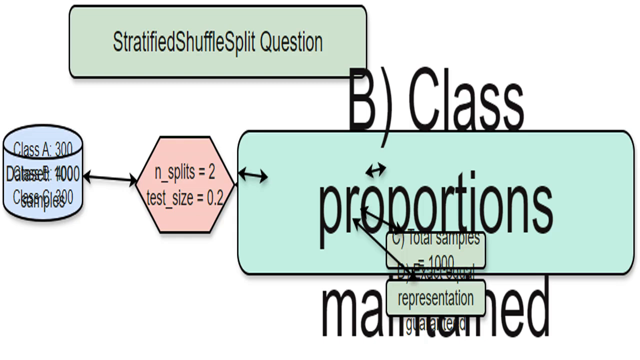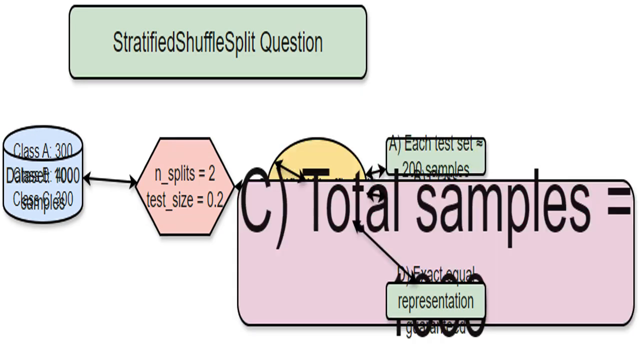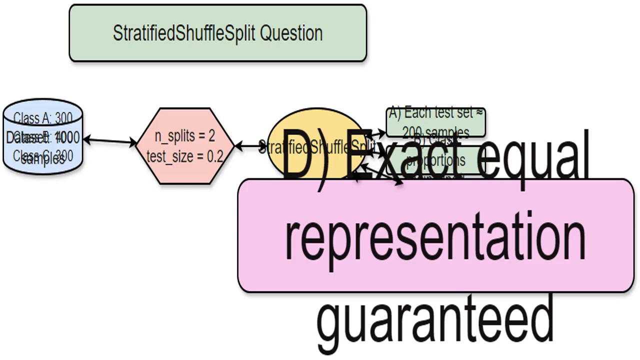StratifiedShuffleSplit aims to keep the proportion of each class similar across the train and test sets. This statement checks if you understand that the total number of samples stays the same. The total dataset is still 1,000 samples. This statement checks whether you know that StratifiedShuffleSplit tries its best to balance class proportions, but it can't guarantee perfectly equal representation due to the random shuffling.